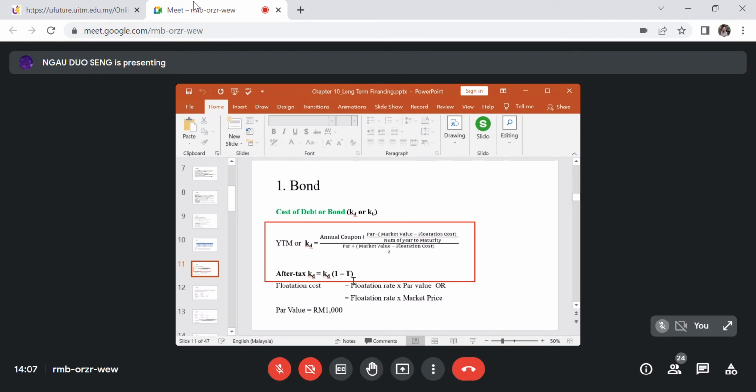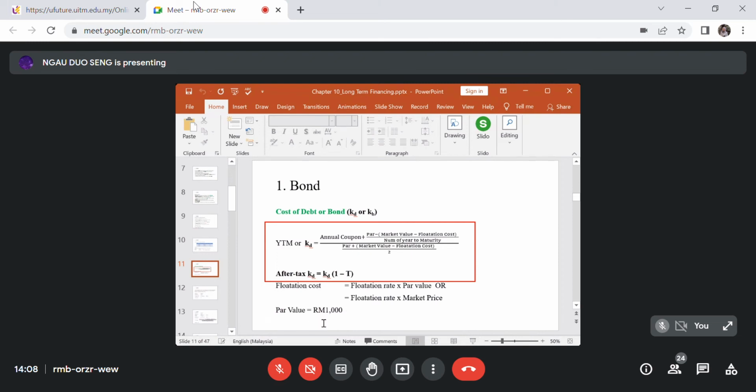If they have given you a percentage, then we need to convert it into decimal. And then we have the flotation cost. Flotation cost is equal to flotation rate multiplied by the par value, or flotation rate multiplied by the market value. This depends on the question. Sometimes questions say the flotation rate is a certain percent of market price, then you just follow. And the par value for a bond is 1,000 if it is not mentioned.